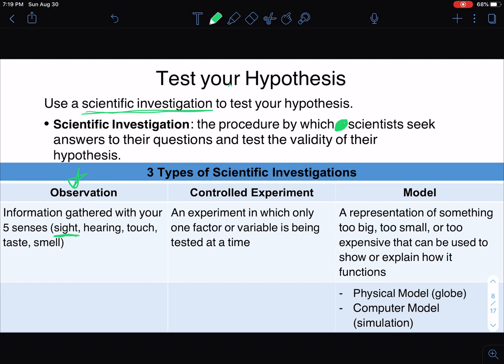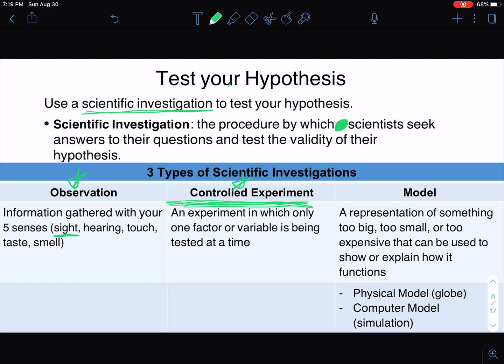You also could use a controlled experiment as a type of scientific investigation. And controlled experiments are an experiment in which only one factor or variable is being tested at a time. This is what you will mostly use in class. This is what you see a lot of the times in a lot of labs. And at least in this class, you're going to be using controlled experiments a good bit of the time.